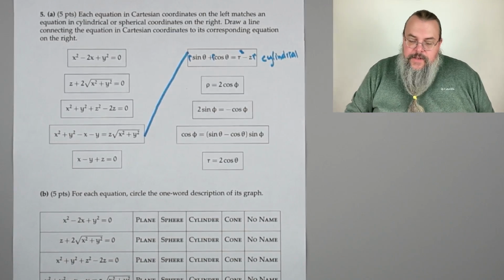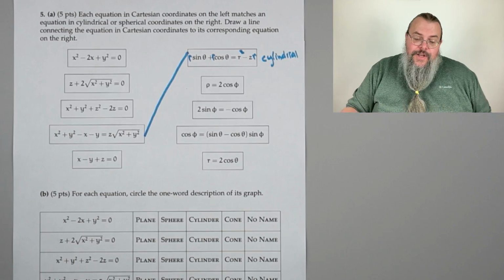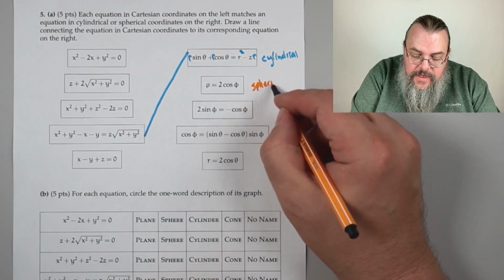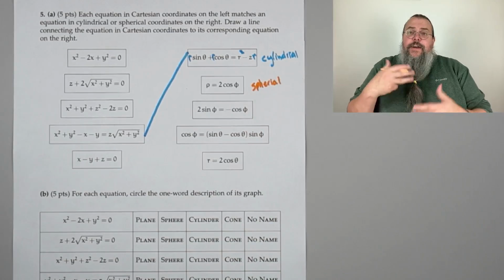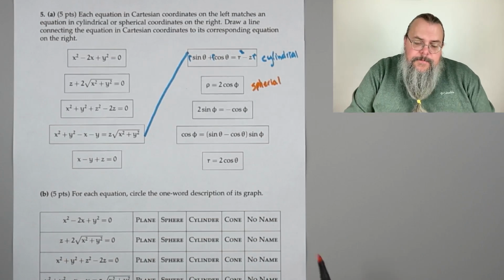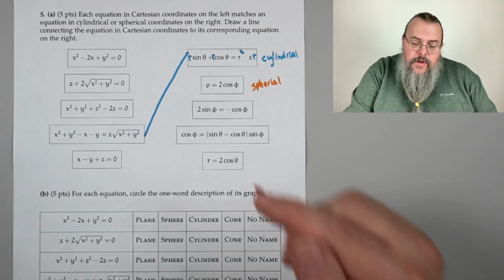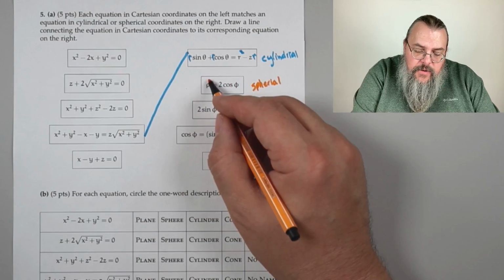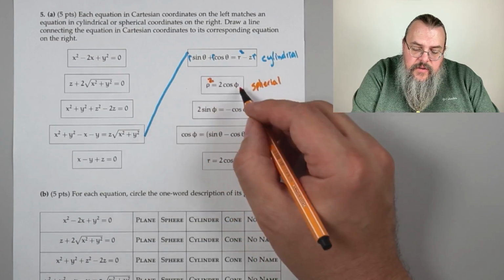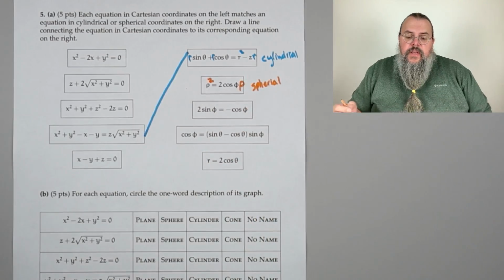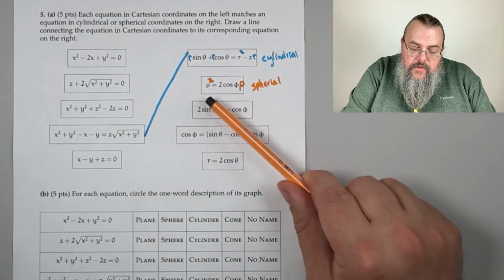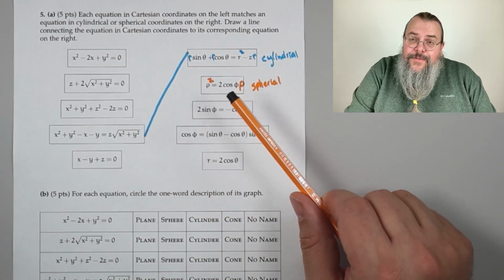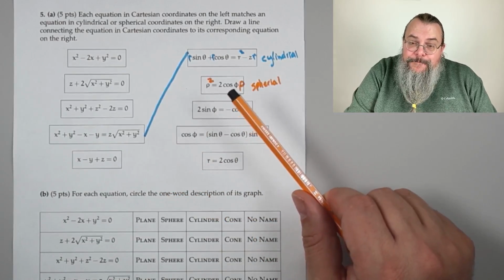Okay, how about our next one? Rho equals 2 cosine phi. Now this one is definitely spherical. We're not getting any points for that, but it helps us get going. So what can we do? Well, again, I would multiply both sides by rho. So rho squared is 2 cosine phi times rho. And rho squared is x squared plus y squared plus z squared. Now, what is rho cosine phi?